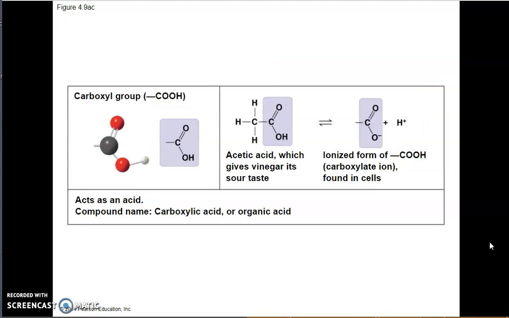A carboxyl group consists of a carbon atom with a double bond to an oxygen atom and a single bond to the oxygen atom of a hydroxyl group. Compounds with carboxyl groups are carboxylic acids. A carboxyl group acts as an acid because the combined electronegativities of the 2 adjacent oxygen atoms increase the chance of dissociation of hydrogen as an ion.